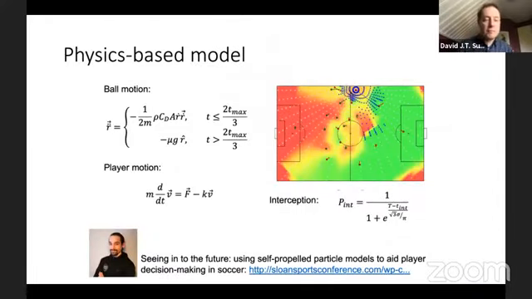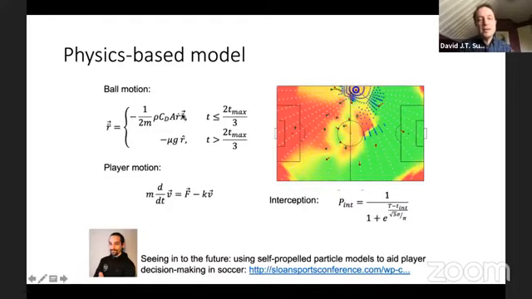Together, Fran Peralta and I, or Fran did most of the work here, he re-implemented Spearman's model and changed it a little bit in order that we could calculate what we call pass probability. And so pass probability, you can say maybe it is a pitch control model, but it's a sort of more detailed pitch control model where you try to model the actual dynamics of the ball. And so you have an equation for ball motion.